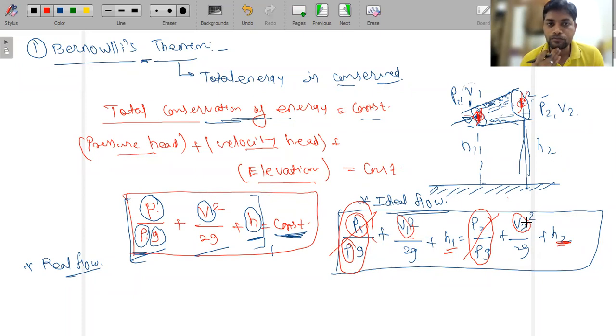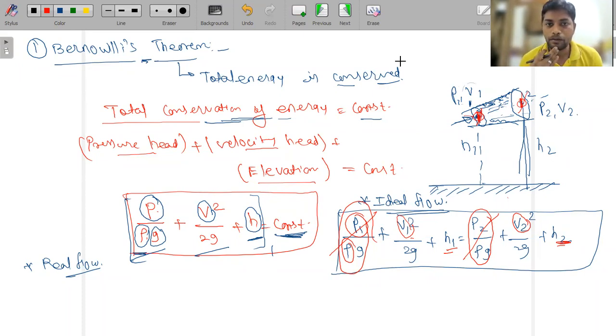If we are using a tapered section, sir, then the pressure head will be different. No, the pressure head will be the same, because there is another equation, the continuity equation, that we will consider. I cannot speak about that one now. I will brief you in the next one only.